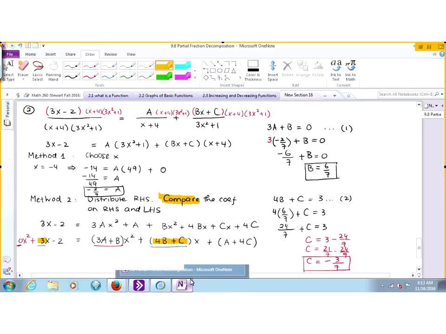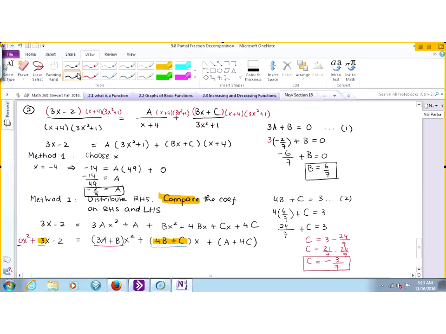And do I need the last one? No, I don't. So we are done, because I already got A from my first method. So it's always helpful to mix and match methods. Maybe you can't get method 1 all the way, but you could do method 1 and method 2.